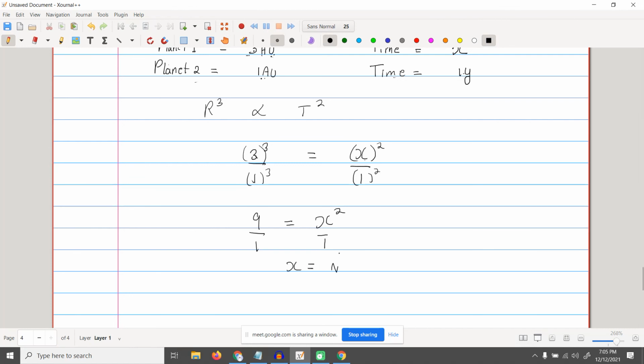It's going to be square root of 9. Wait, this is 27. Yes, you're right. I messed up. Okay, this is going to be square root of 27. So square root of 25 is 5. So this is going to be approximately 5 point something something. Because square root of 25 is 5, the square root of 27 will be slightly more than 5. 5.01, 5.1, something about that order.